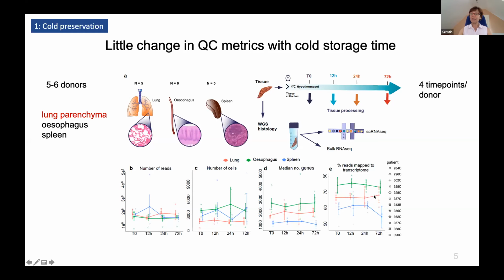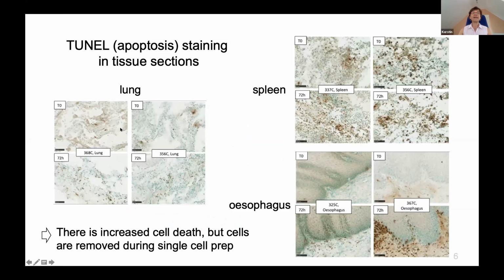We were very surprised by this. We thought there would be a much earlier drop-off of quality, but logistically, it's very, very helpful that it does appear to be possible to store tissue. But of course, the tissue itself does actually deteriorate, as we have shown from TUNEL staining in tissue sections. Here are a couple of different tissues, always at time 0 and time 72. As you can see by the brown staining, there is an increase in apoptosis at 72 hours in all the different tissues that we looked at. But it appears that the tissue dissociation and the subsequent removal of dead cells really gets rid of that effect.